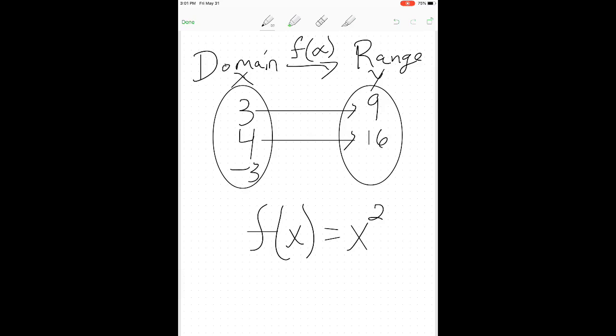What if I plug in the number negative 3? If I plug in the number negative 3, that's also going to give me 9. Is this a function? Yes, it is a function, because for any number that I plug in, I'm still only getting out one y value. Okay, it's okay if two x values go to the same y value. It is not okay if one x value goes to two y values. So yes, this is a function.